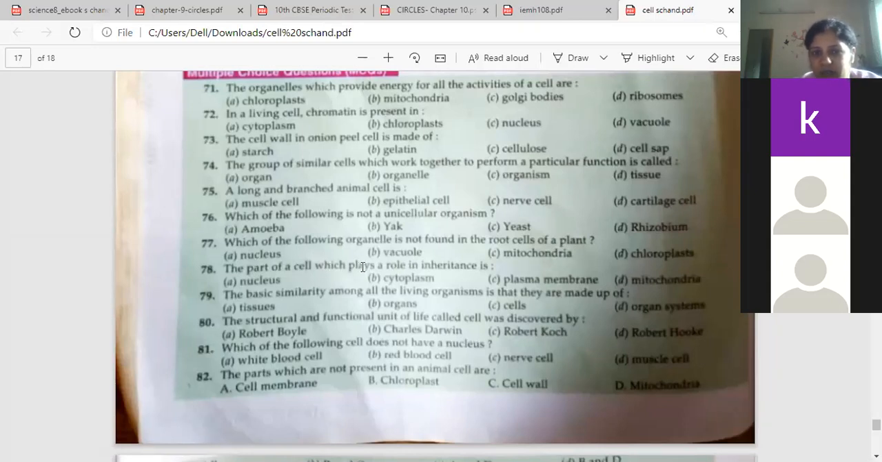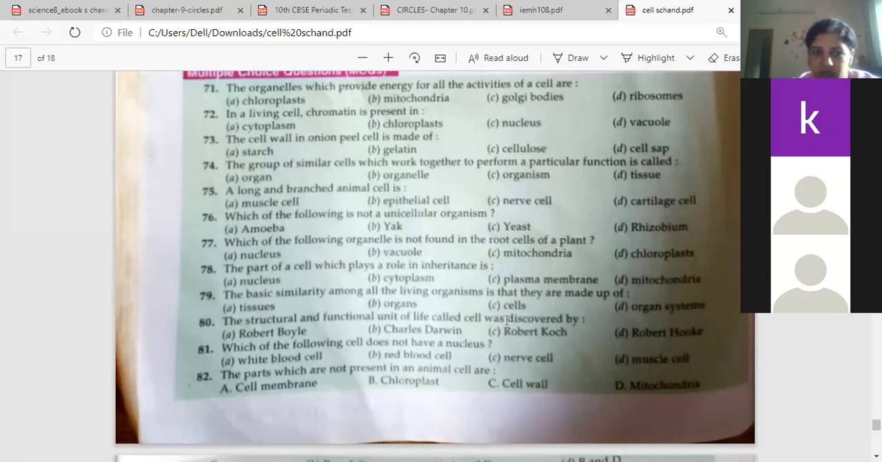The part of the cell which plays a role in inheritance is the nucleus. Inheritance means transferring characters from one cell to another cell, that is, transfer of characters from parents to children. It is due to the chromosomes. So where are the chromosomes present? In the nucleus. The basic similarity among all living organisms is that they are made up of cells. The structural and functional unit of life called the cell was discovered by Robert Hooke.